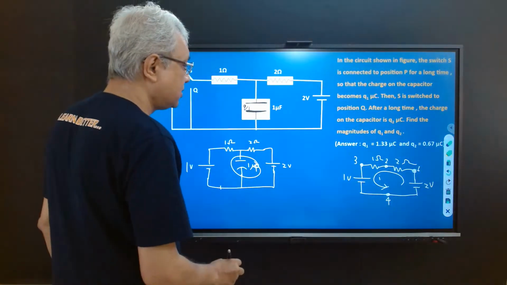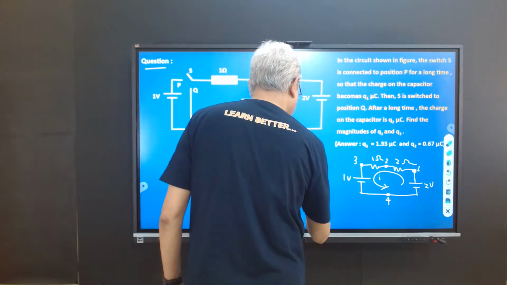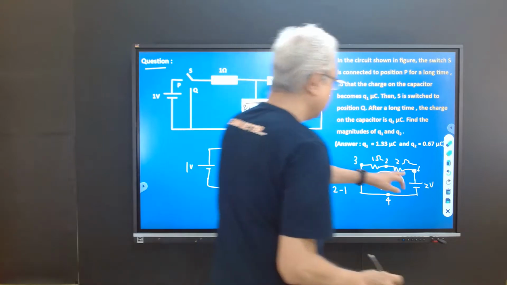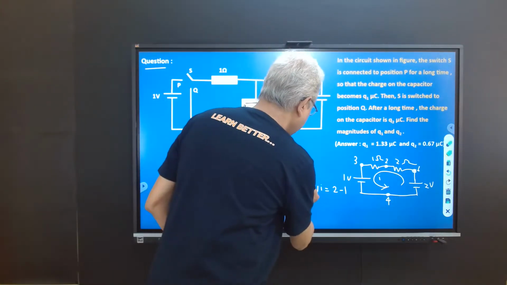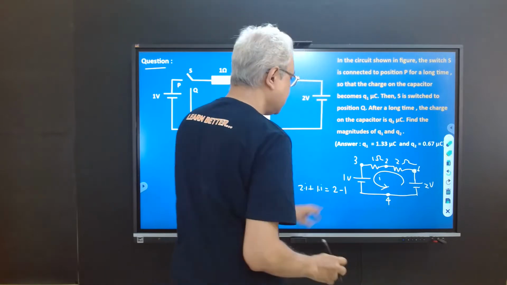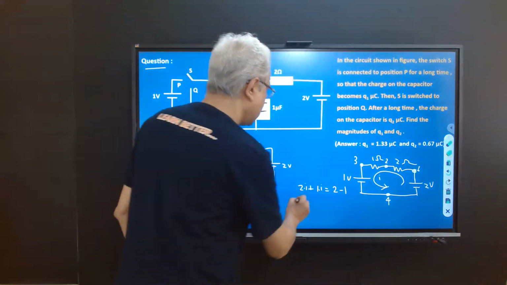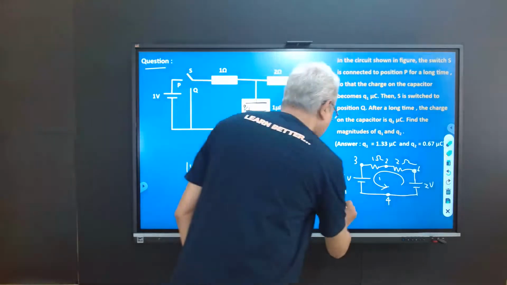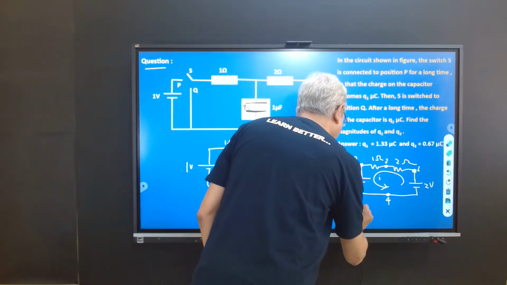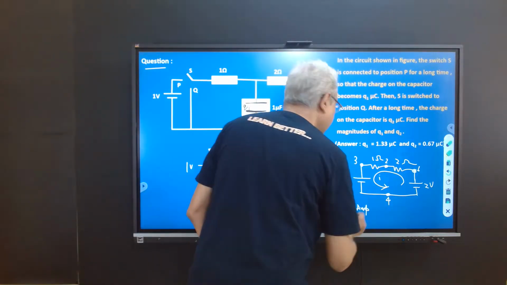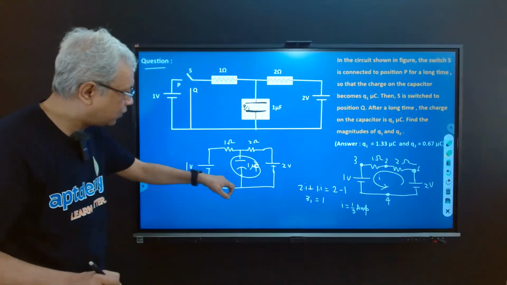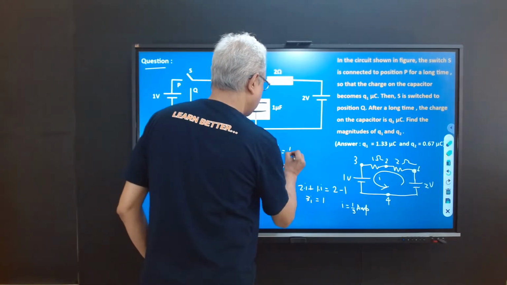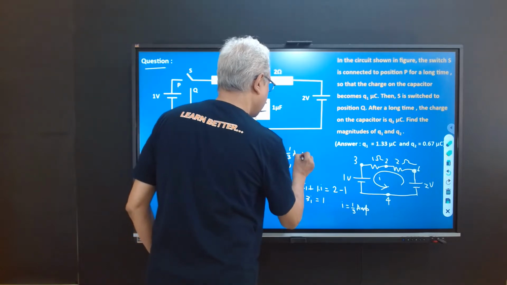Okay, so what is I? Using Ohm's law, I can write 2I plus 1I is equal to 2 minus 1. So this is Ohm's law: 2 into I plus 1 into I equal to 2 volt minus 1 volt. So it is 3I equal to 1, so I becomes 1/3 ampere. So in this circuit, the current is I equal to 1/3 of an ampere. Is it okay?